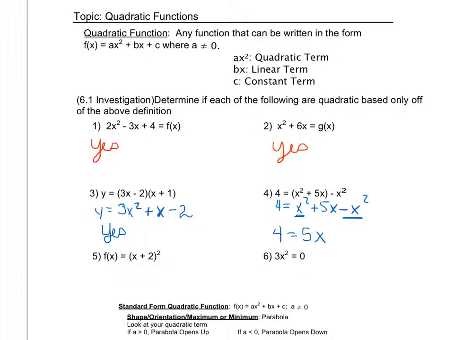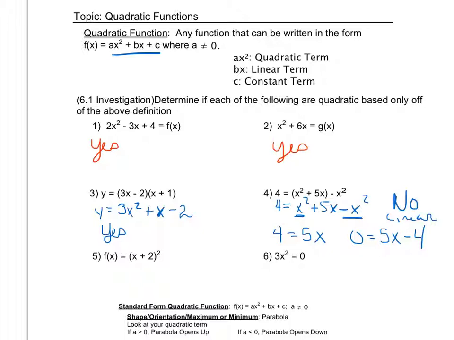I'm also going to bring my constant over to the other side because I notice in my form up here, I do have all my terms on one side. So I'm going to subtract 4, and I get 0 equals 5x minus 4. So I check. Again, according to my definition, I have to have an x squared term. I do not have an x squared term, so I'm going to go ahead and say no, that is not quadratic. In fact, if I wanted, I could be even more specific and say it's actually a linear function. It's in the form mx plus b, where I have a y-intercept of negative 4 and a slope of 5.